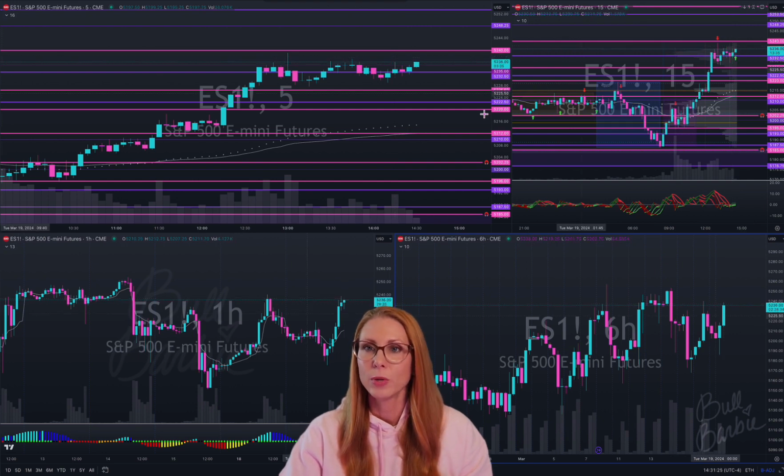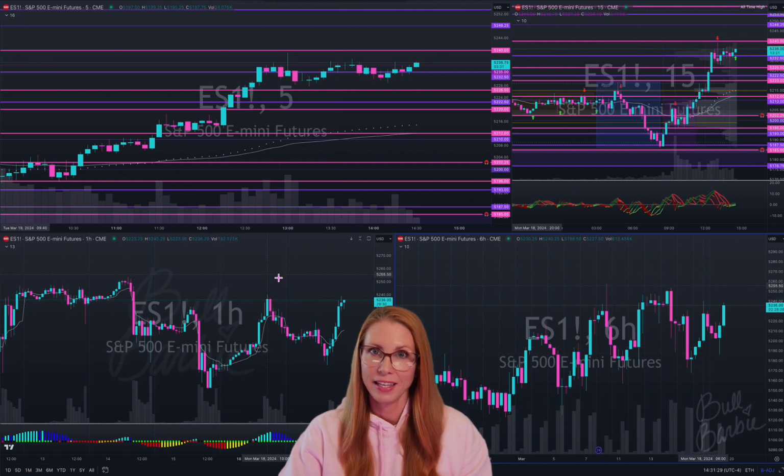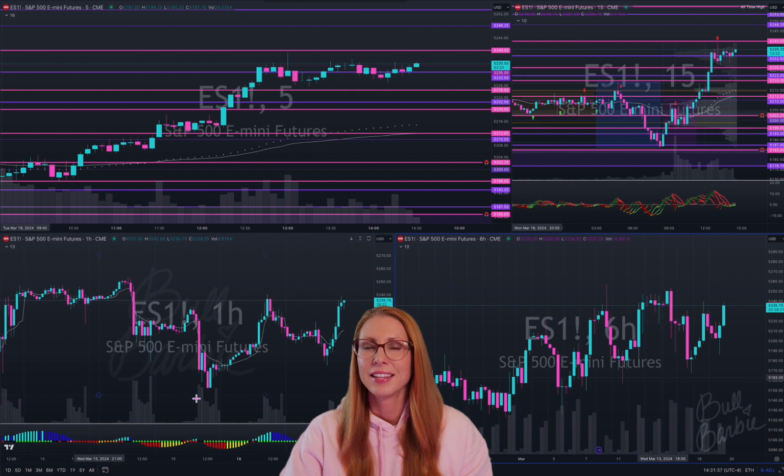So I always want to keep an eye on the higher time frames. I do watch the daily all day long, not just at the end of the day. But I like to watch the hourly because this is going to, again, give me a really good idea of trend that I can't see zoomed in on that little 2-minute chart.